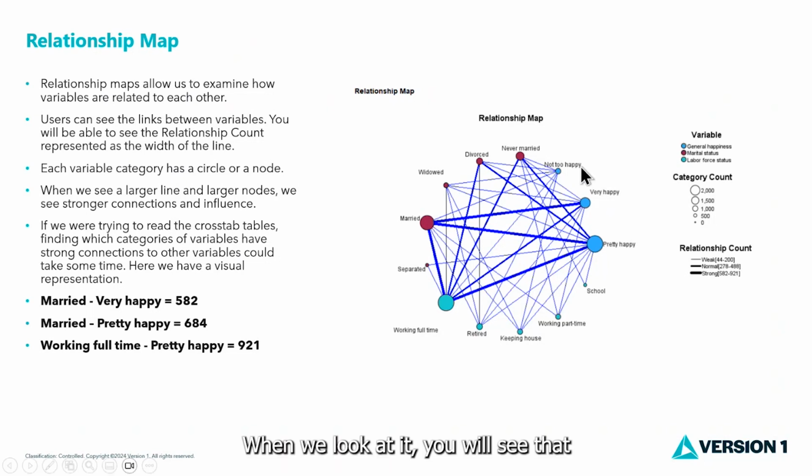When we look at it, you will see that the variables are color-coded. And we can see the nodes or circles. So if it's burgundy, this is marital status. Blue is self-reported happiness. The turquoise is working or labor force status. And then we can see the relationship count. So we have weak, 44 to 200, normal, 278 to 488, and then strong, 582 to 921. I'm going to show you how to change the settings in the relationship map.